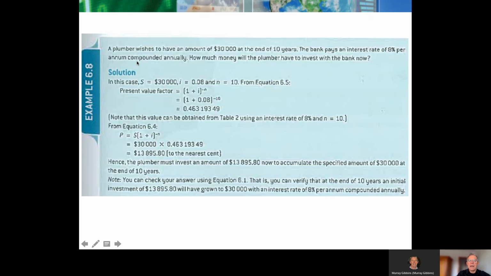The bank is currently paying 8% per annum compounded annually. How much does he need to invest today? What's the present value today if I want to receive that future value in the future? Using the present value formula, we could use the table, look up 8% and 10 to find this discount factor, if you like. But using the present value factor, it's (1 + i) to the power of minus n.